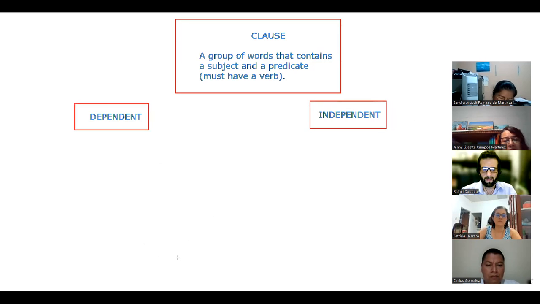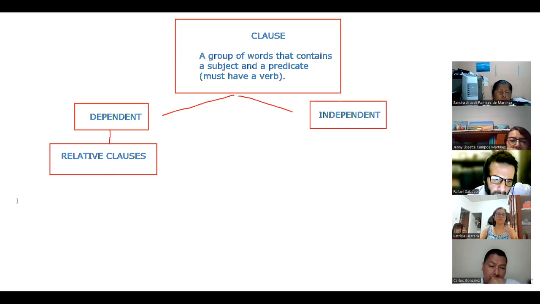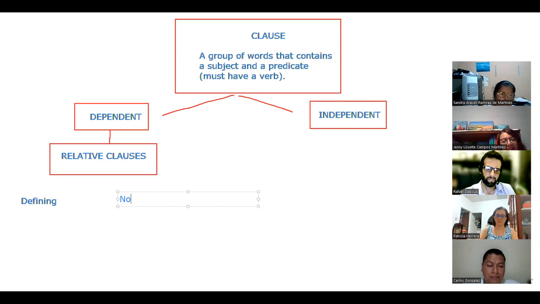So we have relative clauses, right? Okay, see, this is getting big, right? And within, guys, within relative clauses, what do we have? Who, which. No, those are relative pronouns, right? Within the relative clauses, we have categories, so we have a defining relative clause, right? Defining, and we also have non-defining. All right.